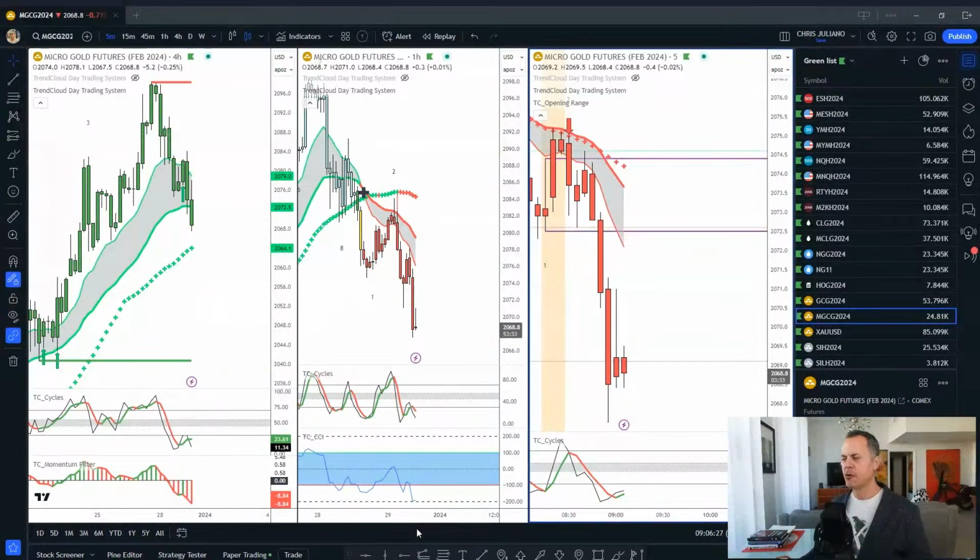A lot of people will buy a trading system. And especially if you want to become a TrendCloud member, if you want to use the TrendCloud trading system, you've got to use it in the simulator first. And I wouldn't be a good trading mentor if I didn't tell you that.